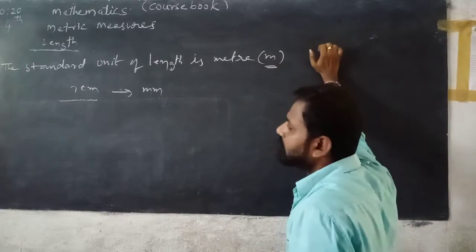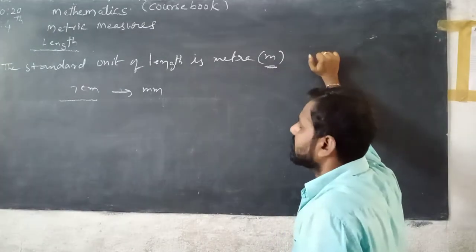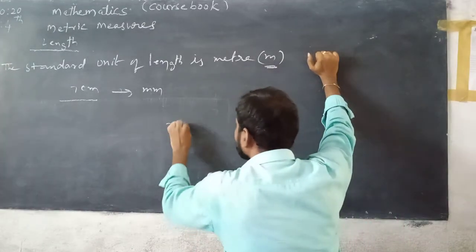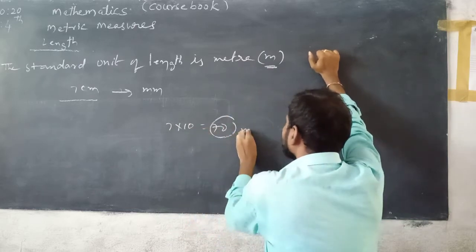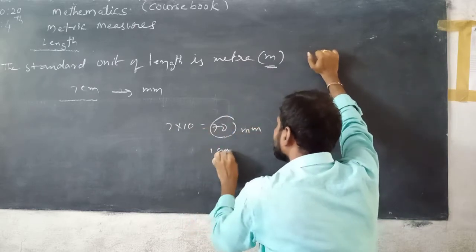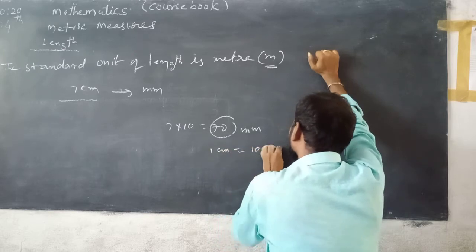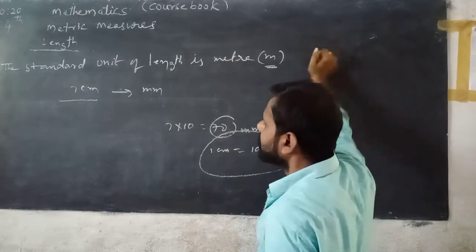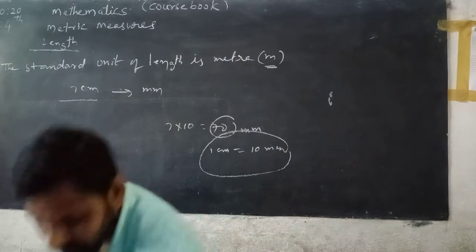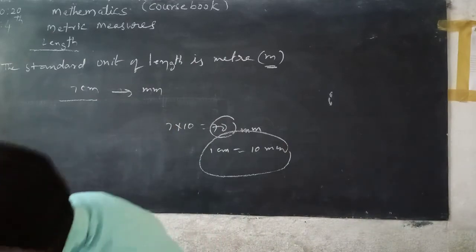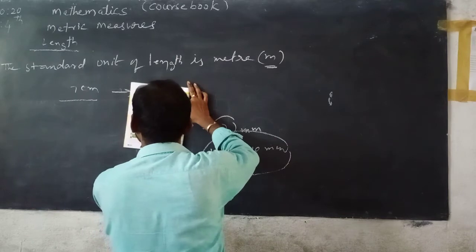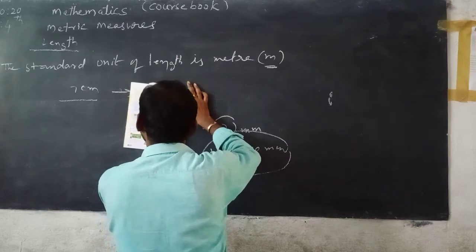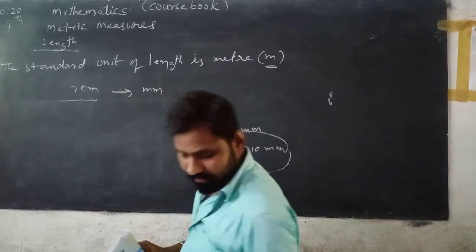Now we have to multiply by 10. So 7 is multiplied by 10, you get 70 millimeters. Why? Because 1 centimeter is equal to 10 millimeters, so you multiply by 10. So you can write in your course book that it is 70 millimeters.